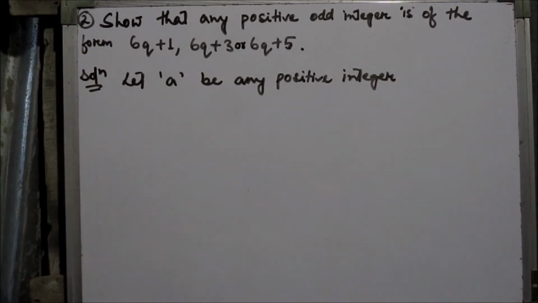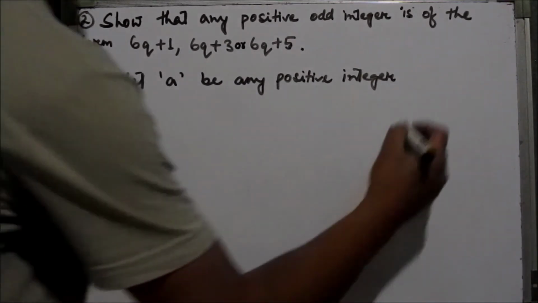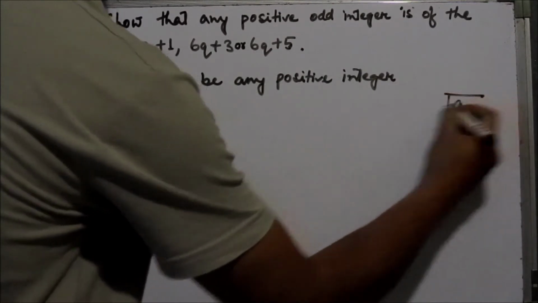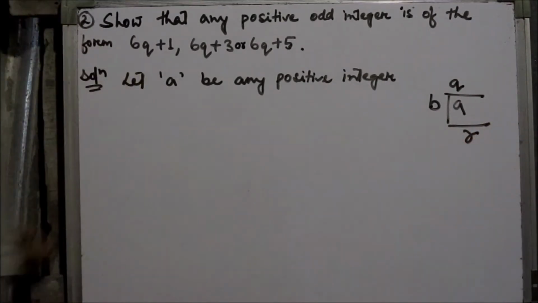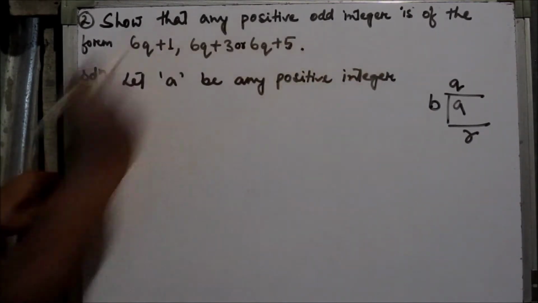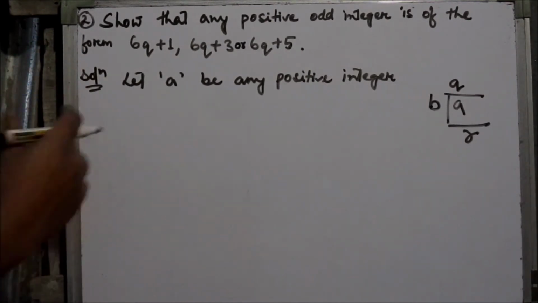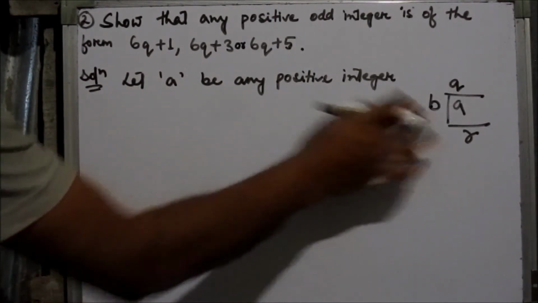Do you remember Euclid's division algorithm? Euclid's division algorithm stated that when a number a is divided by say number b, you will get a quotient q and a remainder r. So this was basically Euclid's division algorithm. We will use this algorithm to solve this problem. So let this positive integer a be divided by 6.